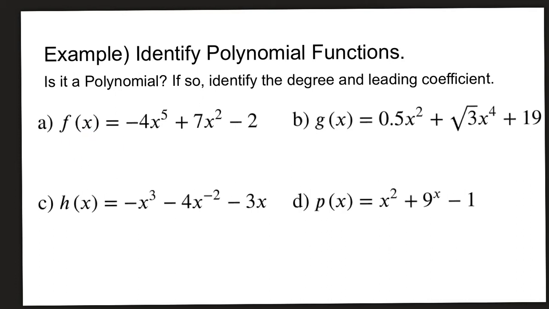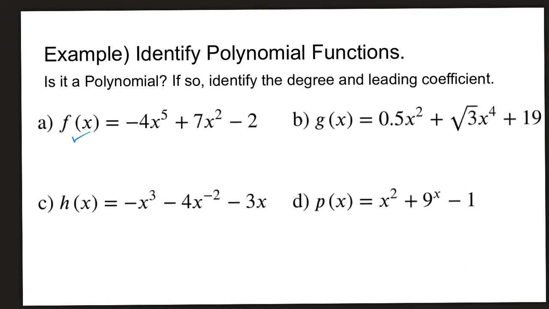f(x) is equal to -4x^5 + 7x^2 - 2. So let's see here. Do we have all integer coefficients? Yes, we do. Are they positive? Yes, they are. Great, so that checks out. What about the numbers in front of those variables? Are they integer values? Are they real numbers? Yes, they are. So we're good to go. So A is in fact a polynomial. So we'll give that a big check mark.